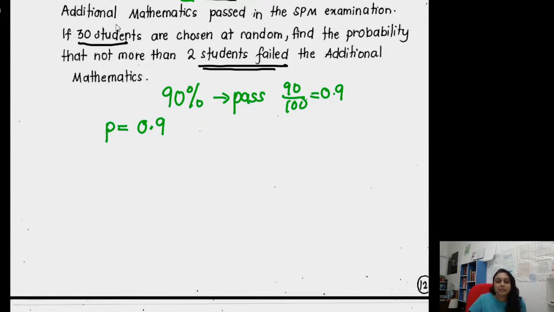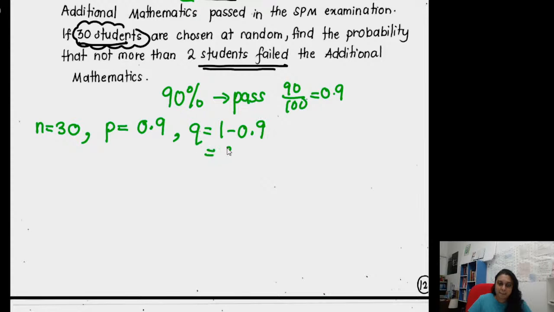Okay, P dah dapat. 30 students: that is how many students they have when they do the experiment. So they did with 30, so your N is 30. N you got, P you got, Q also can find. Just take 1 tolak 0.9, dapatlah 0.1.